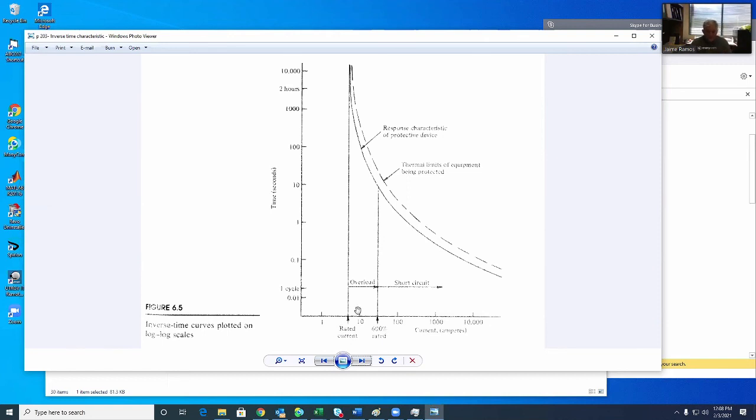Okay, so if we said that this was 5 amps, now 6 times, this is 30 amps here. And then about 30 amps is considered short circuit. And then look at that. The time is going down. So it should respond quickly.